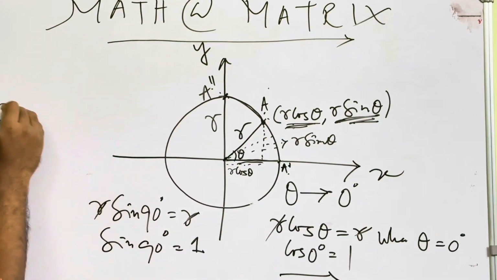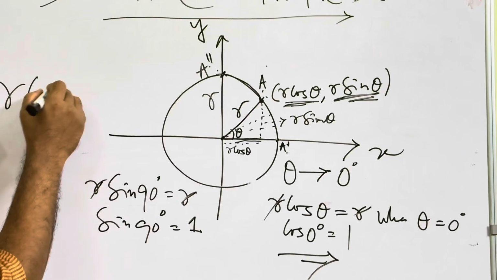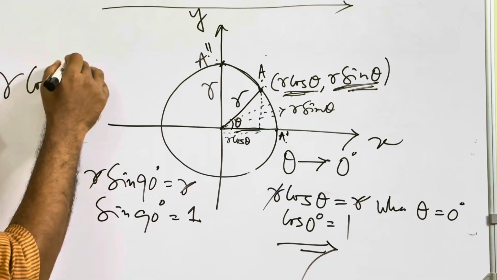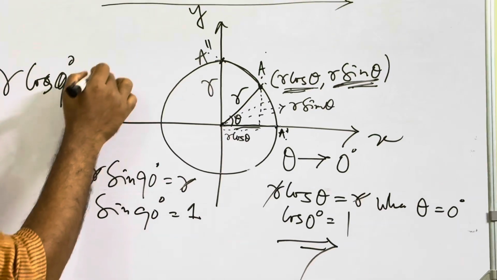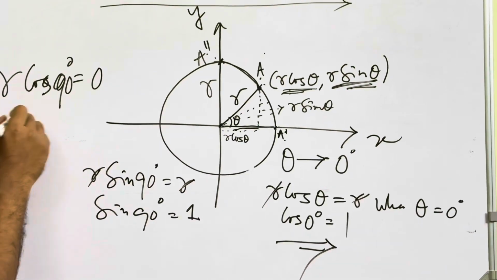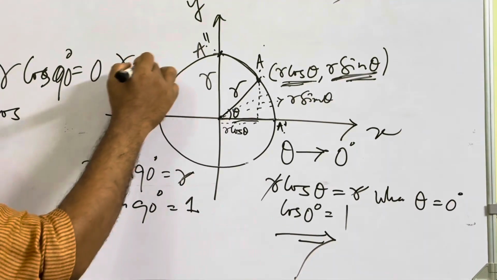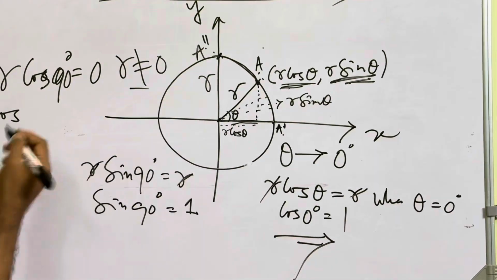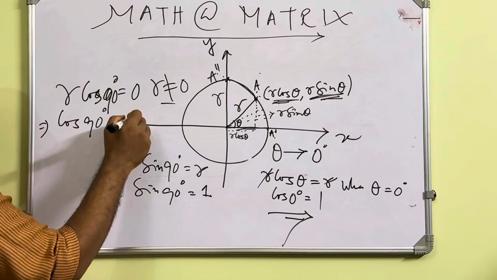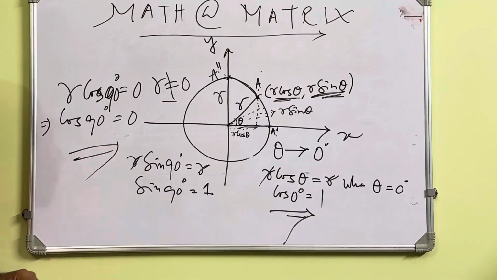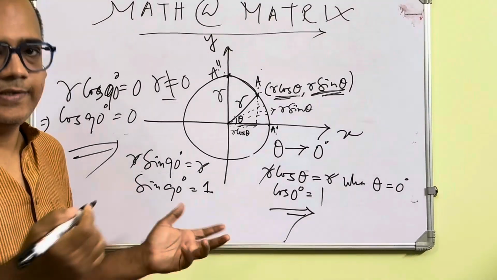So your r cos 90 degree becomes 0. As r cannot be 0 for this circle, it implies that cos of 90 degree equals 0. Hope you will find it interesting. Thank you.